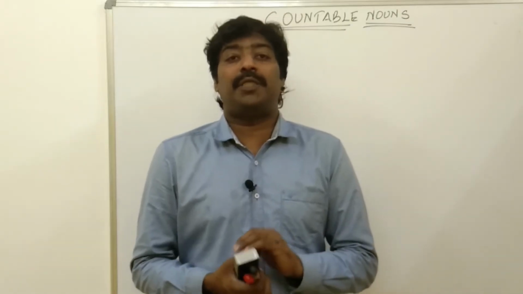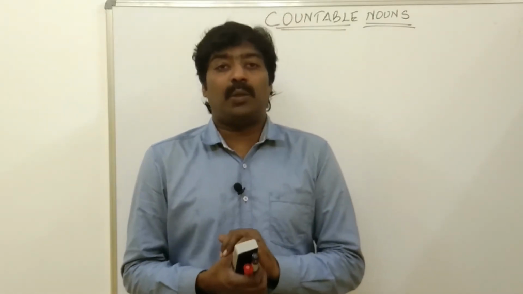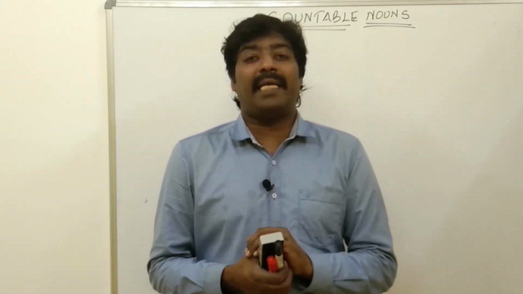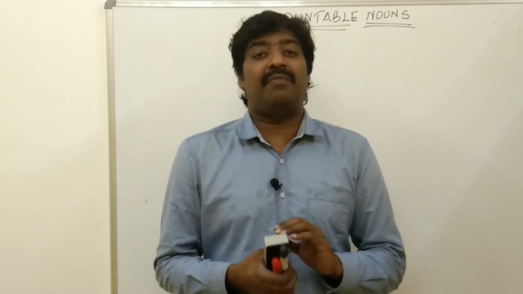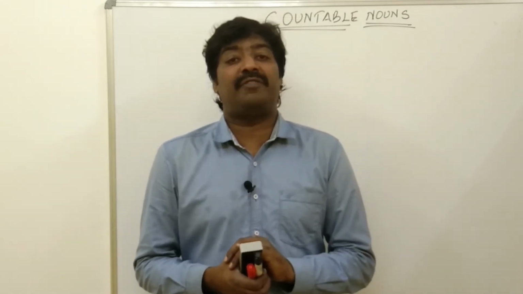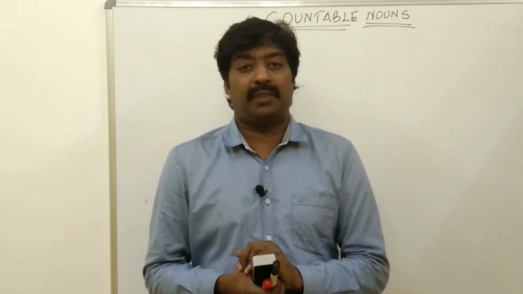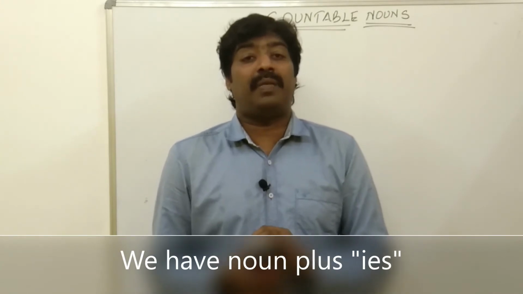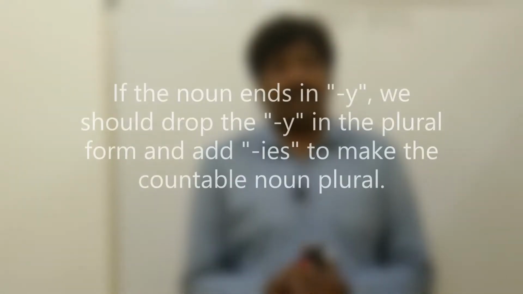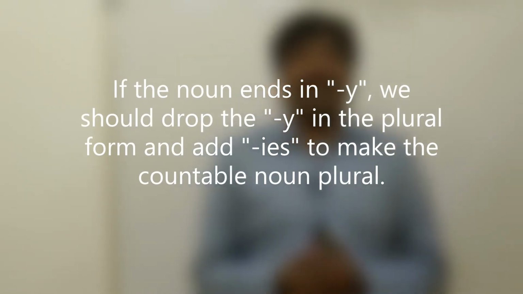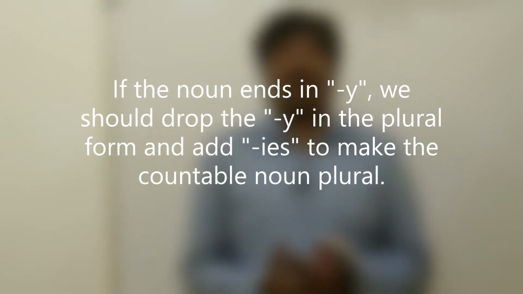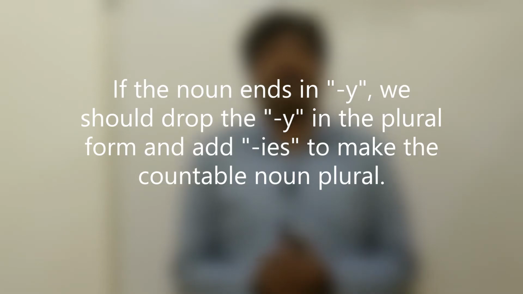So remember, usually when we have more than one countable noun, we need to add s or es to make a countable noun plural. However, there is one more different spelling for plural. We have noun plus ies. If the noun ends in y, we should drop the y in the plural form and add ies to make the countable noun plural.